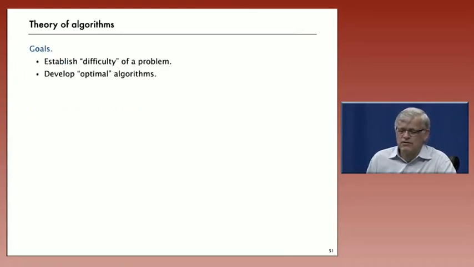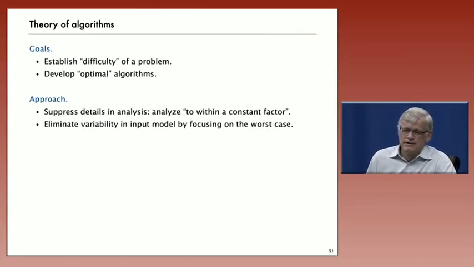Now, those kinds of considerations and the idea of order of growth leads to a discussion of what I call the theory of algorithms. And here our goals are, we have a problem to solve, like solve the three-sum problem, and we want to know how difficult it is. We want to find the best algorithm for solving that problem. Now, the approach that computer scientists use for this is to try to suppress as many details as possible in the analysis. And so just analyze the running time to within a constant factor. That's what order of growth is getting at.